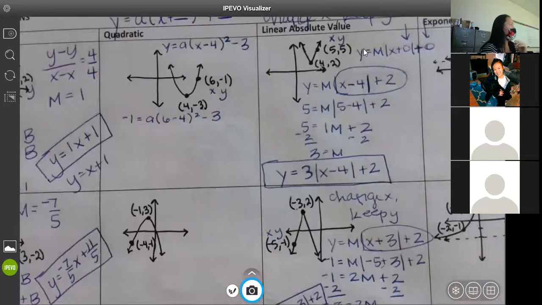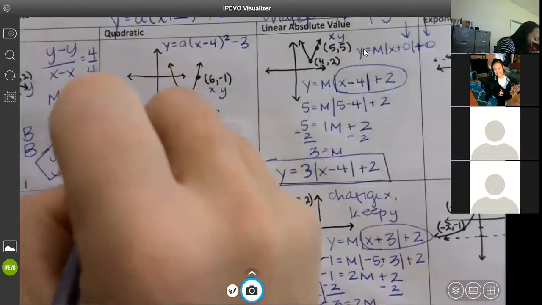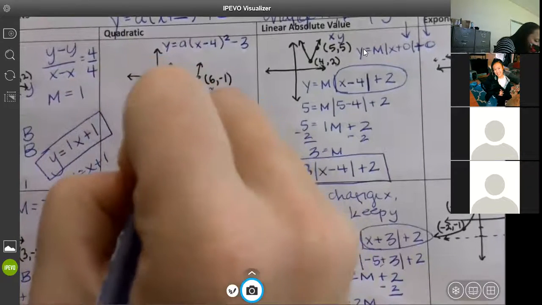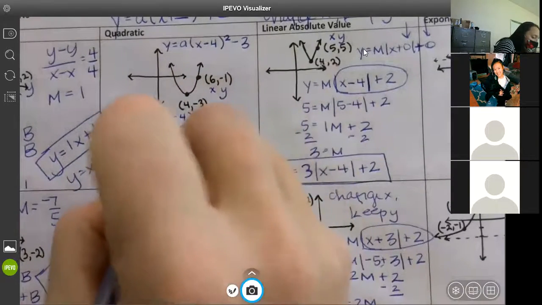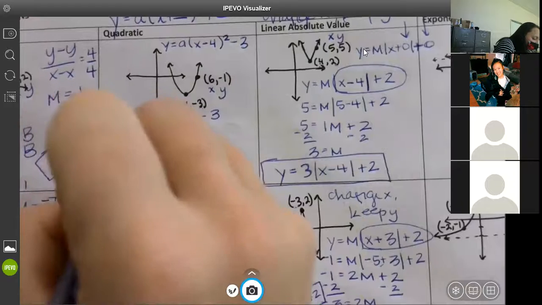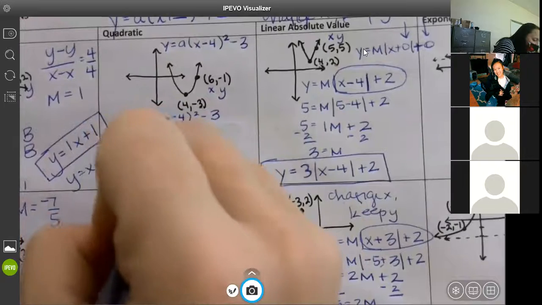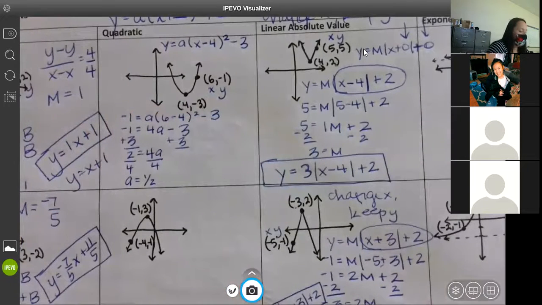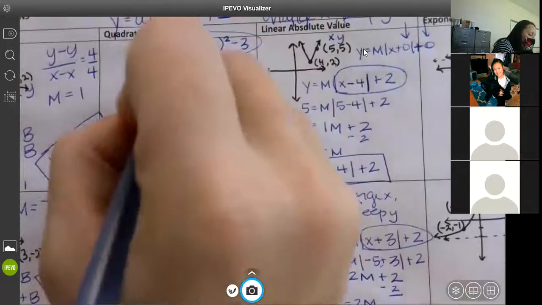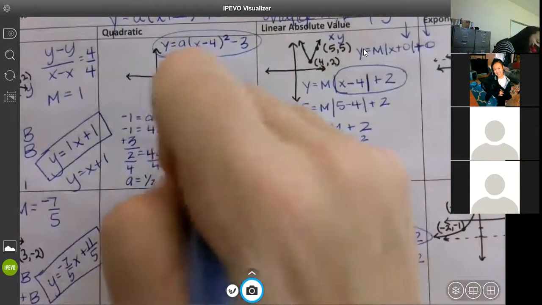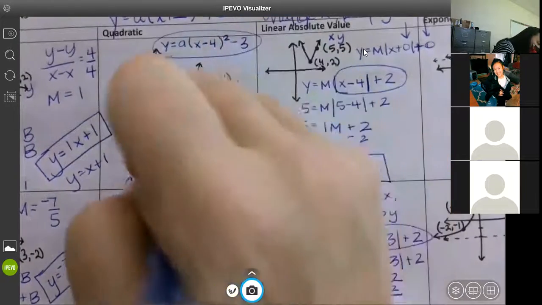Just like we cleaned up the absolute value, we're going to clean up the square. 6 minus 4 is 2. Squared is 4. So we have 4a minus 3. You're going to solve for a, so add 3. We get 2 equals 4a. Divide by 4, and we get a equals 1/2. Our equation is the same as the one at the top, except we got to put our a in. So y equals 1/2 times x minus 4 squared minus 3.